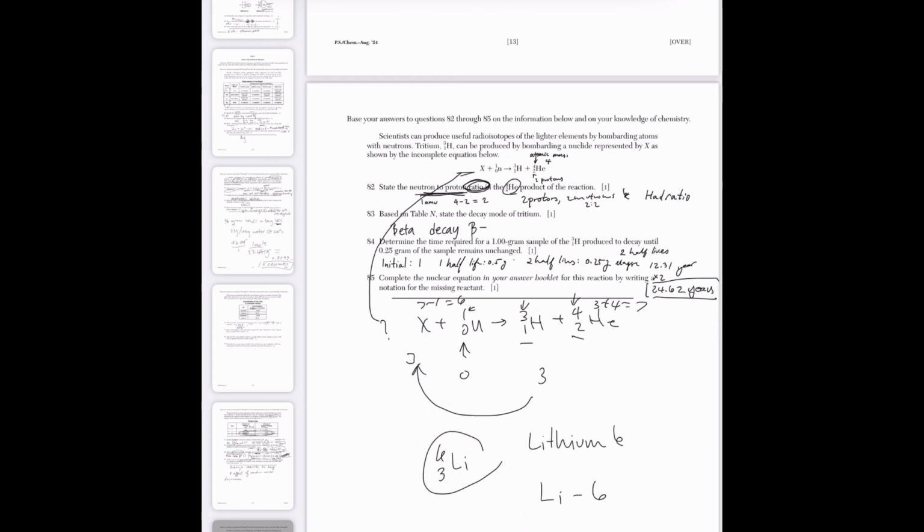And the third element on the periodic table is lithium. So it'll be lithium 6. You can write it like this, or you can say lithium 6, Li6, whatever works. Alright.